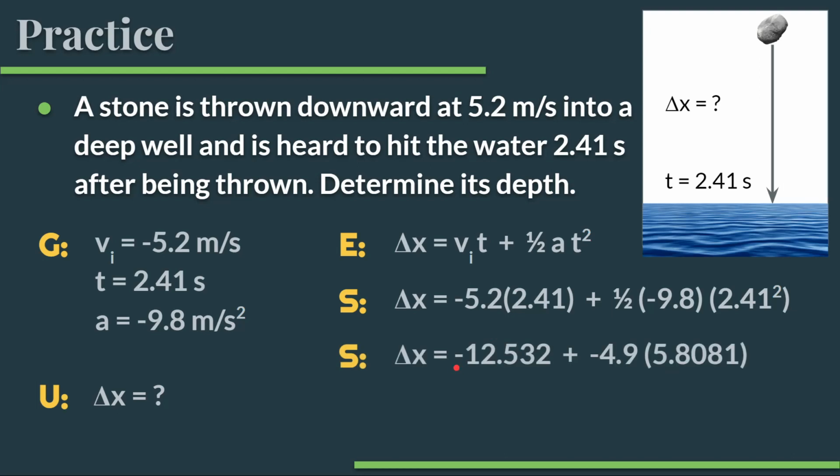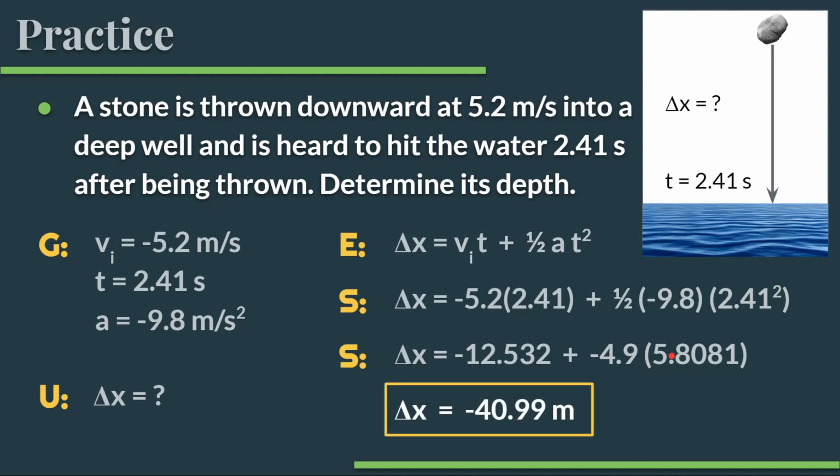That gives me over here, these two numbers multiplied is negative 12.532, plus negative 4.9, that's half of negative 9.8, and then 2.41 squared is this number, 5.8081. I'm going to multiply these two values and then add them to this one, and I get this answer, negative 40.99 meters. So that would be the displacement of the rock. If I asked for the depth of the well, I would probably just say it's 40.99 meters deep. I wouldn't put the negative on it necessarily. That's just my displacement. Okay, does anybody have a question about this one?